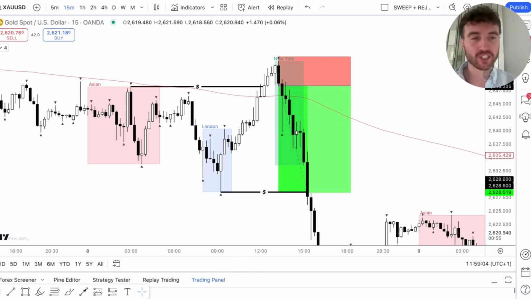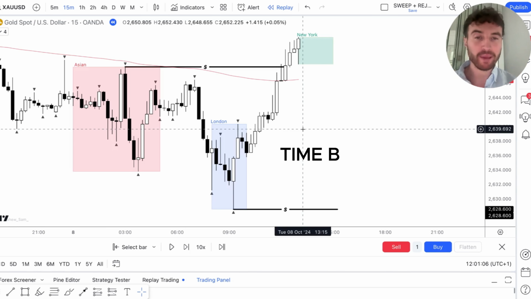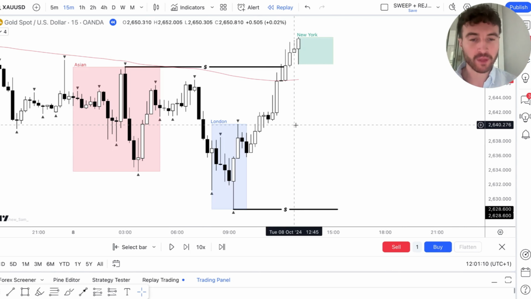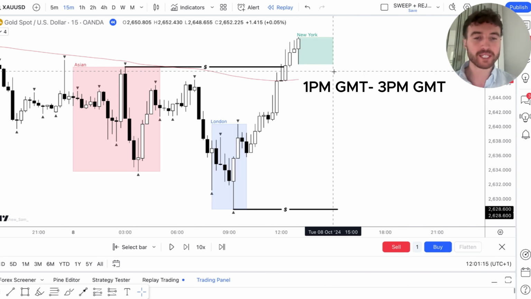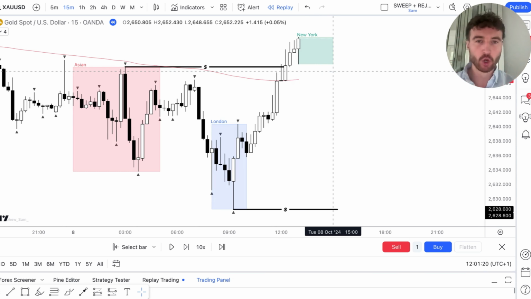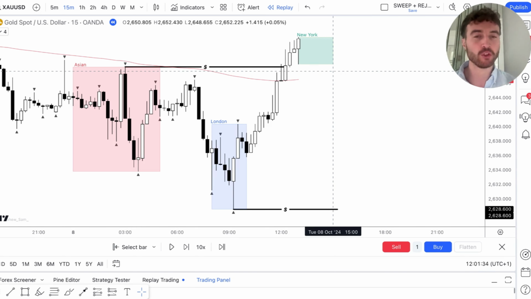Okay, so simply the New York session is just a time-based kill zone that we are looking to execute within. So for example, the New York session is between 1 p.m. GMT up until 3 p.m. GMT. So this is the kill zone that we're operating within, and we are only looking to execute a trade within that kill zone. The reason why is because that's when we are expecting the most amount of volume and volatility to come into the market.